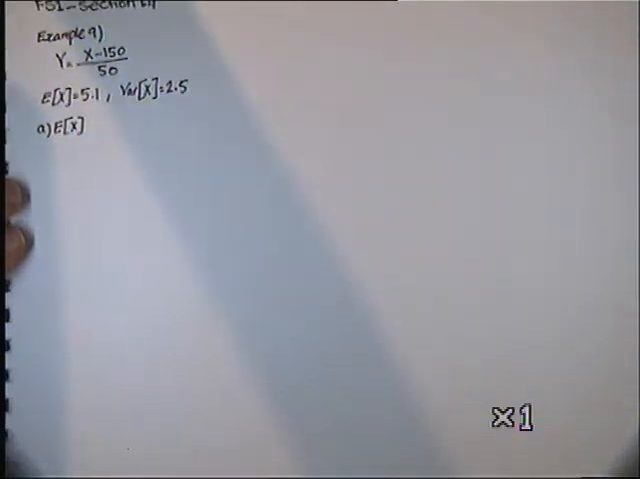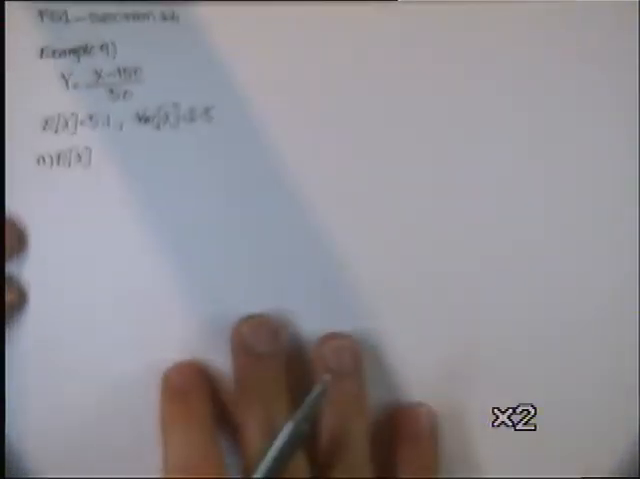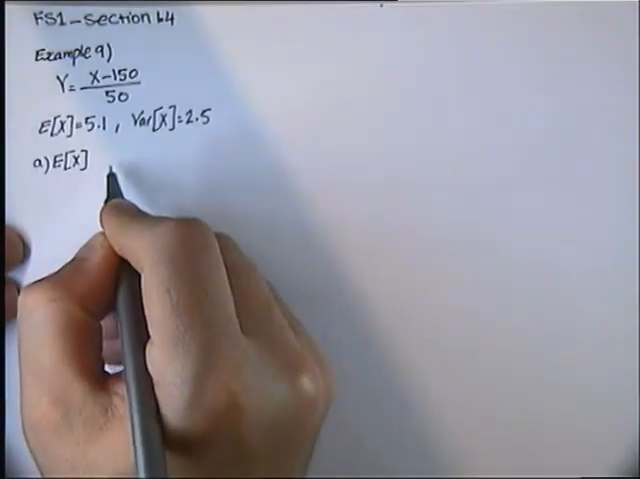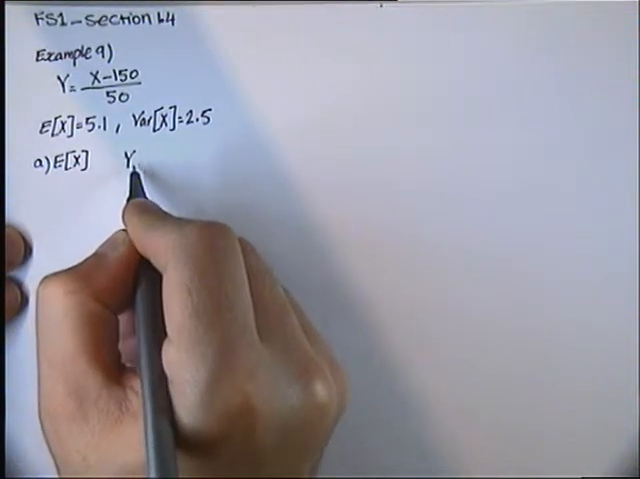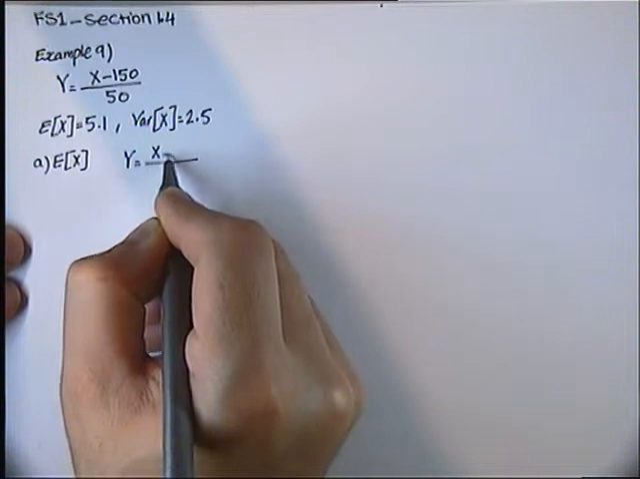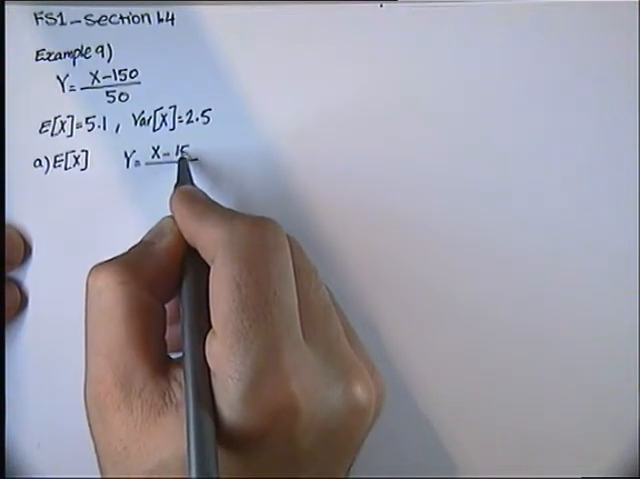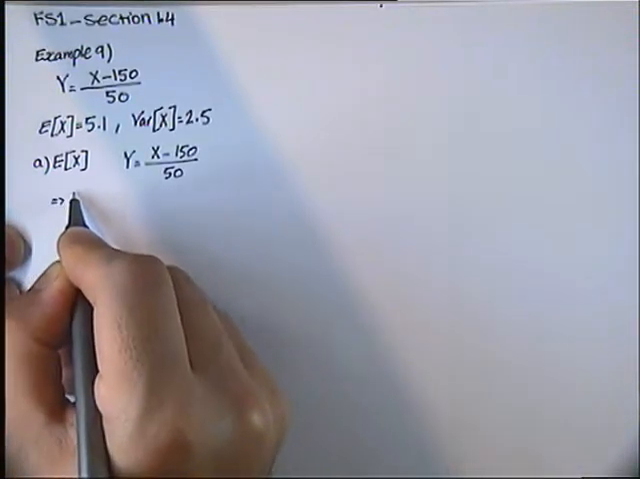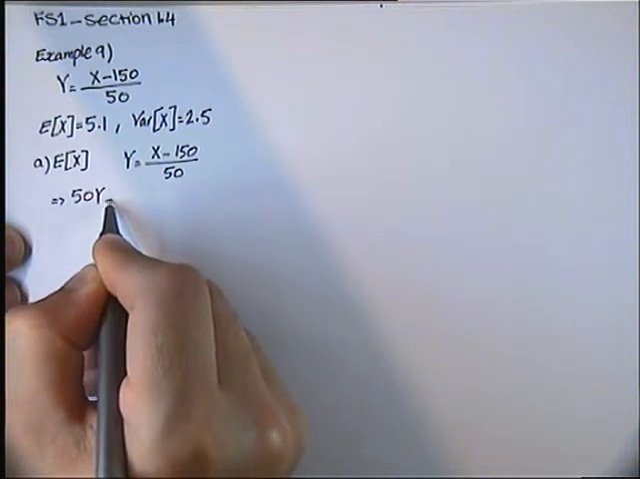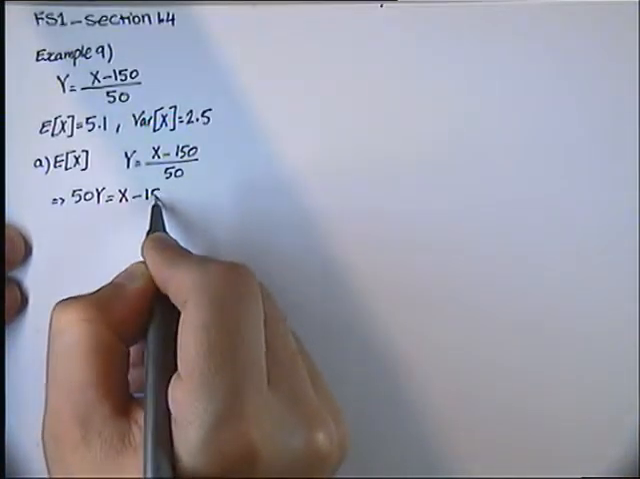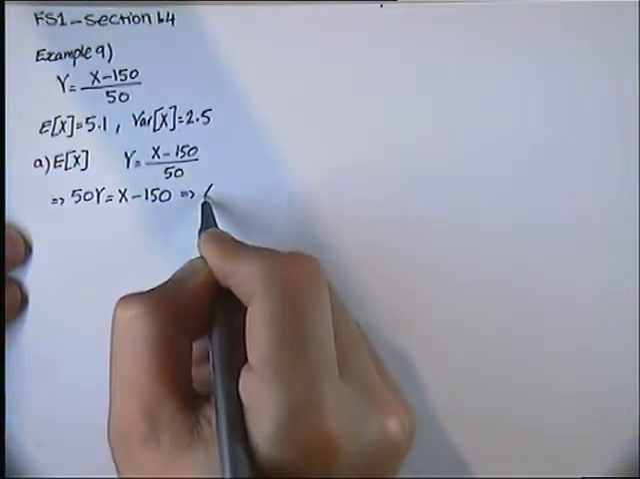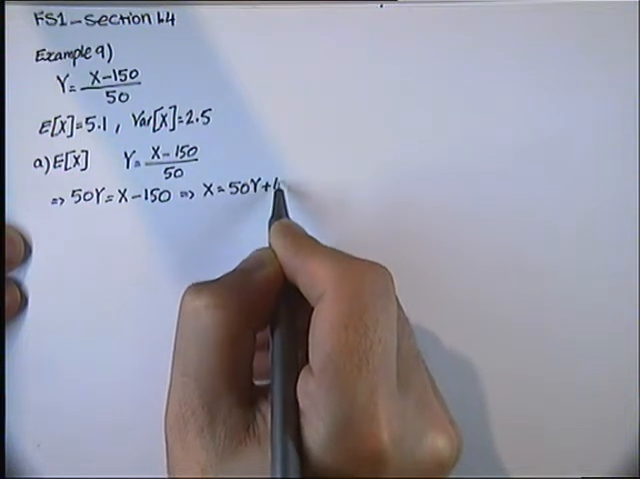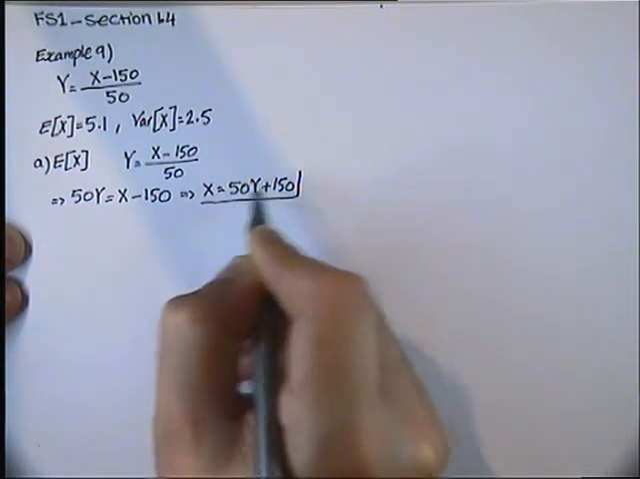So it was y equals (x minus 150) over 50. Therefore 50y is equal to x minus 150, and therefore x is equal to 50y add 150.